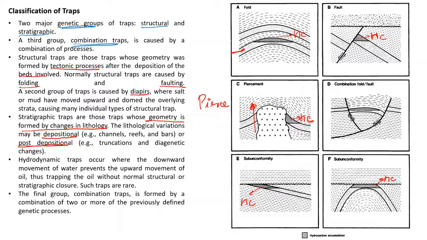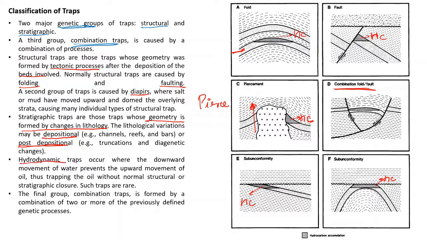And then the combination trap: you can see fold and fault. Sometimes they are fault generated folds. We'll see how the fault generated folds are formed. So if they both are occurring together, then this could be a combination fold-fault trap, and sometimes it may be an unconformity associated with some type of folded structure, that is also called a combination trap.